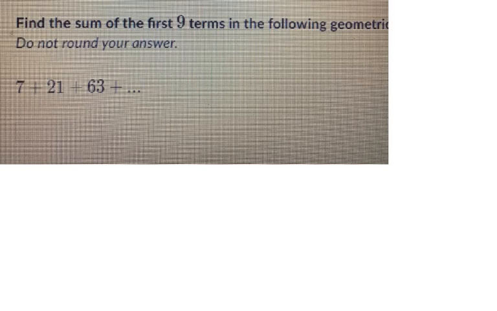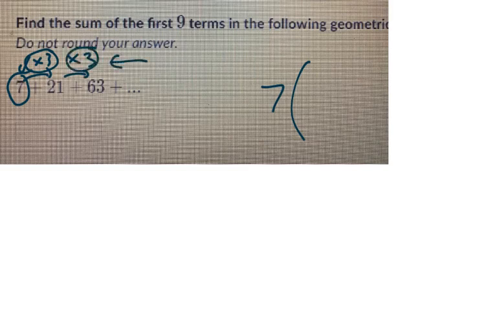And I'm going to do another 2 in a separate video, part 2. Anyways, this time they gave us what I just talked about. The first number is 7. Notice to go to 21, I had to times by 3. To go to 63, I had to times by 3. This number I'm multiplying by is our R, our ratio, our common ratio. So if we go to the formula, they want the first 9 terms, S sub n, or S sub 9 in this case.